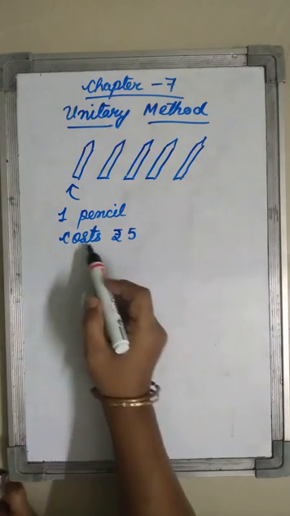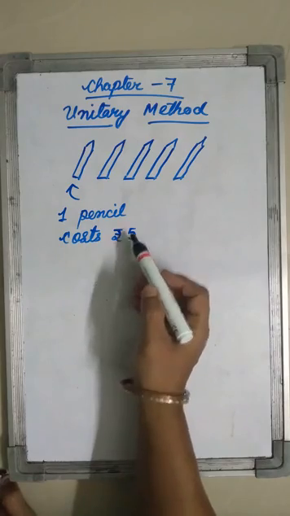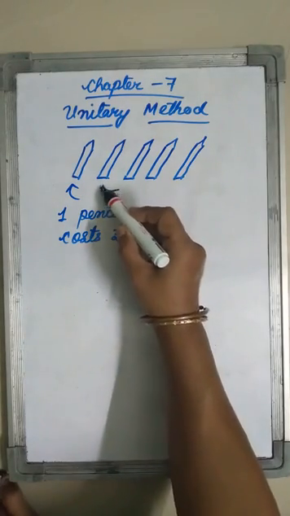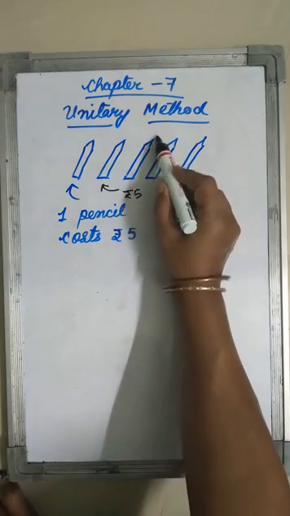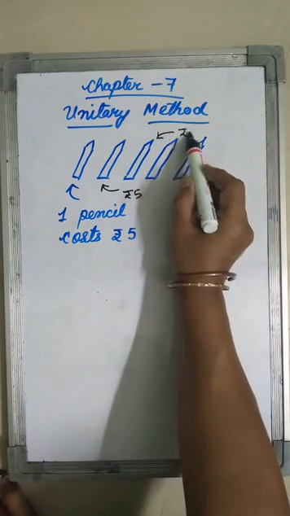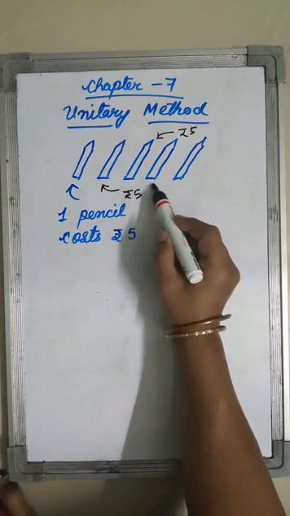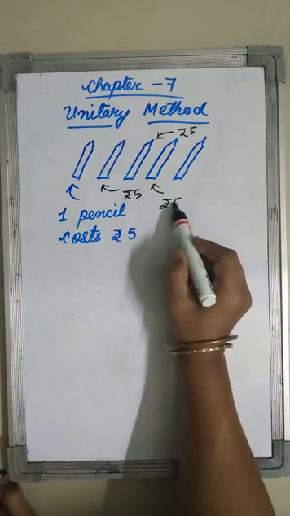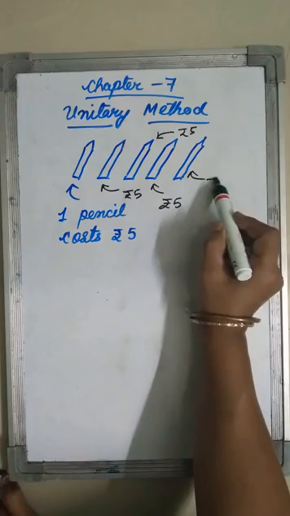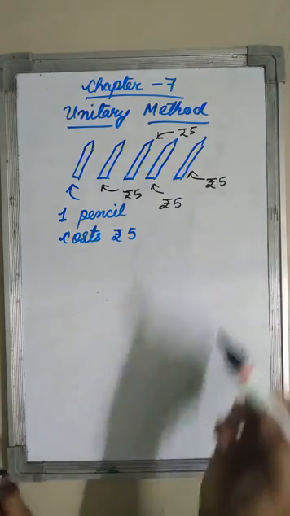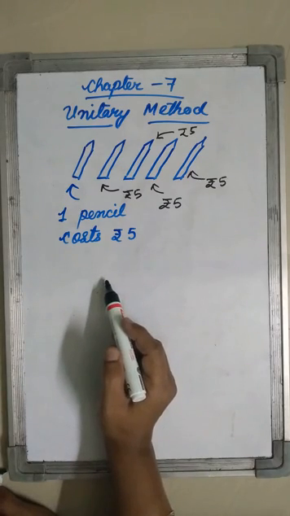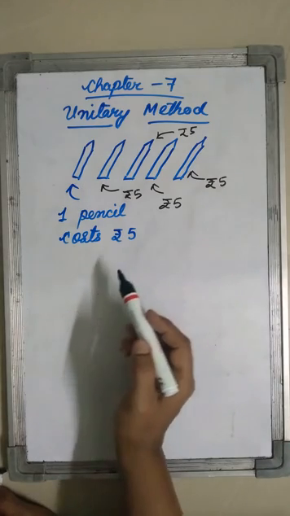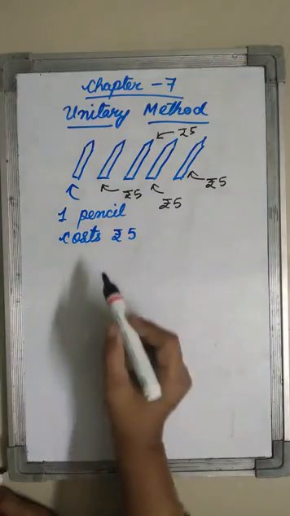One pencil costs rupees 5. So the same pencil, this also rupees 5. This is also rupees 5. For this also rupees 5. For this, rupees 5 we have to pay. So to buy such 5 pencils, how much do we have to pay?